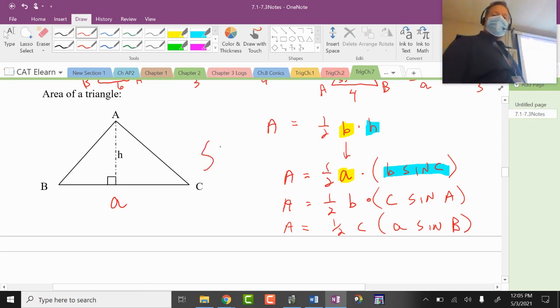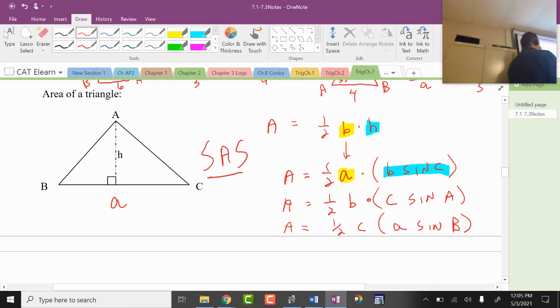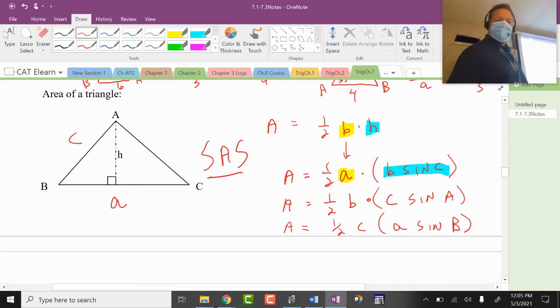These formulas work when side angle side is given. That's what this represents perfectly. Look at side C, which would be here, that last formula, and then look at side A, and then notice angle B is in between them. That's a side angle side scenario right there that's given.